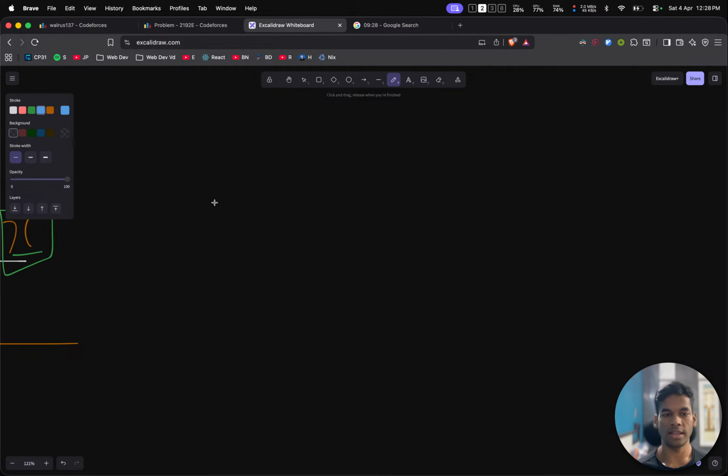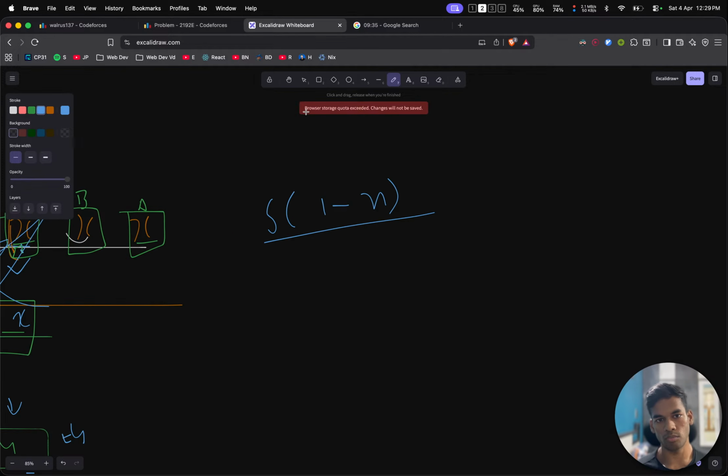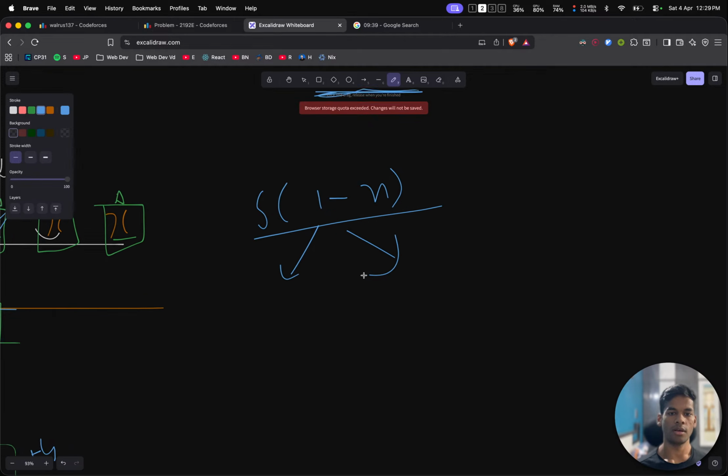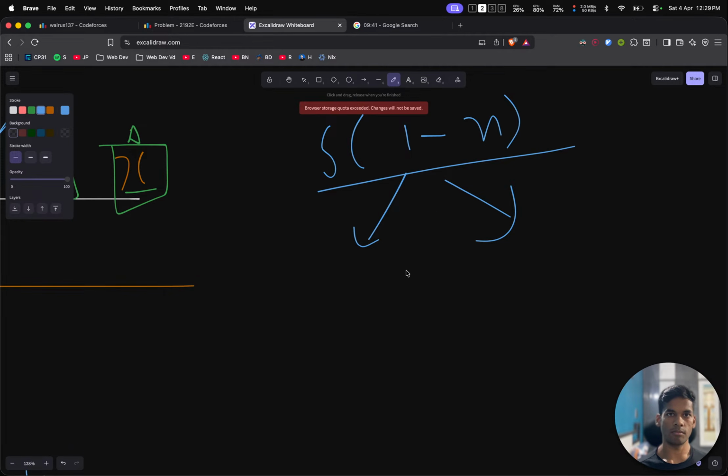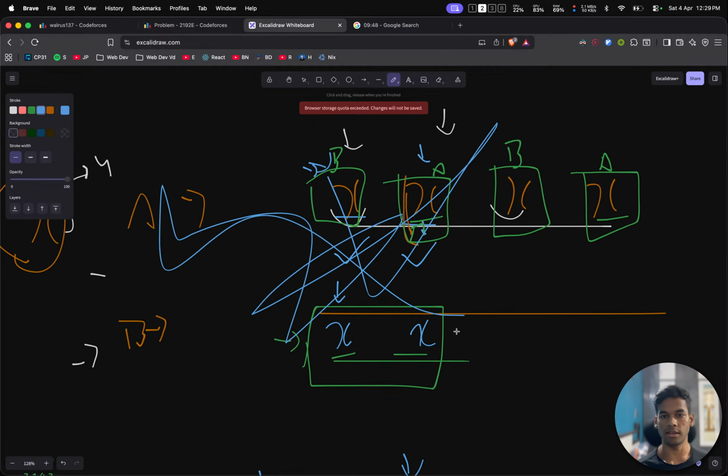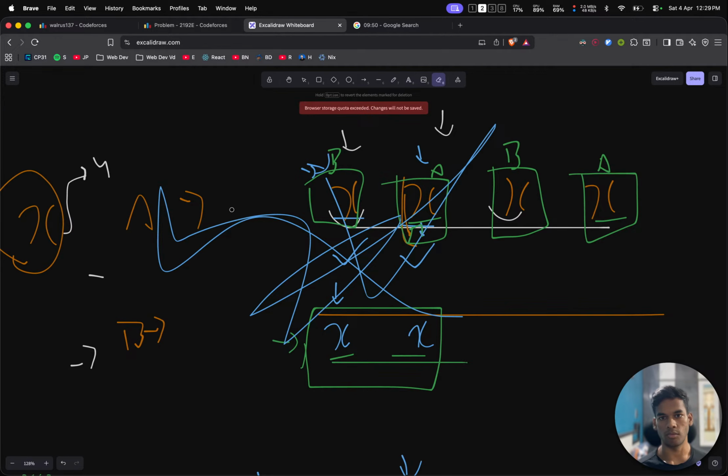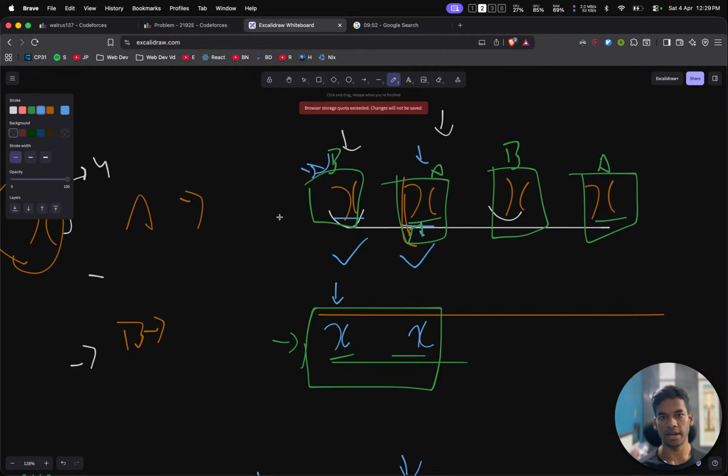I think we have a set of indices from 1 to n. We can divide them into different parts. Some index would be like this. Some indices would be like this, where we would like to do a swap.